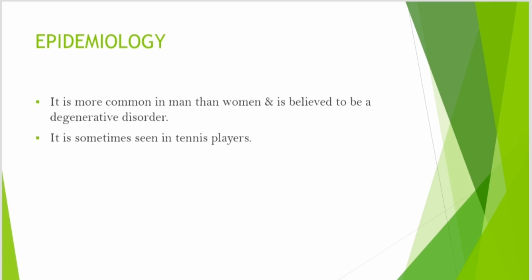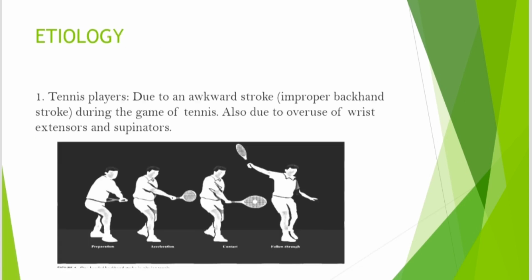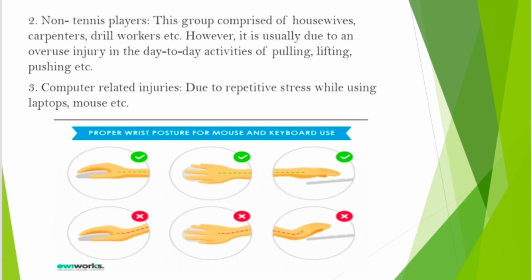Epidemiology: it is more common in men than in women and is believed to be a degenerative disorder. It is sometimes seen in tennis players. Etiology: in tennis players, it may occur due to an awkward stroke, that is, improper backhand stroke, during the game of tennis, also due to overuse of wrist extensors and supinators.